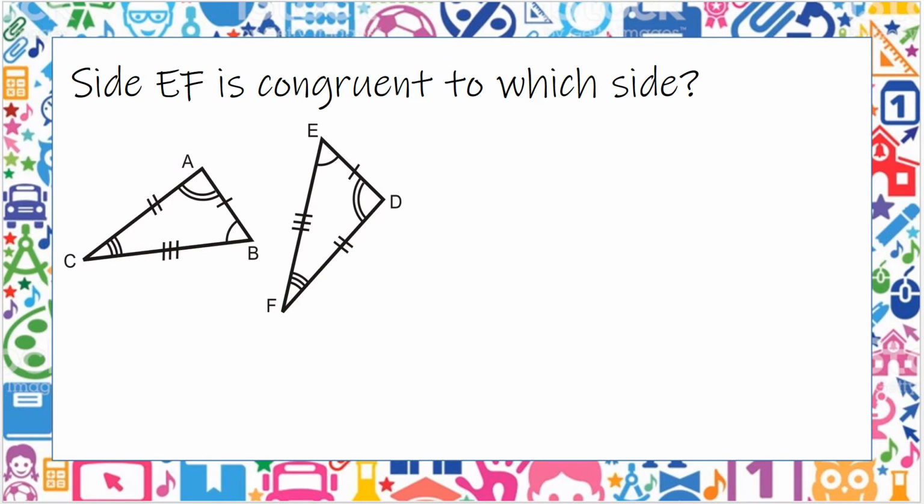Side EF is congruent to which side? So this side has 3 lines, so we look for 3 lines on the other. There it is. That is BC. Could also be named CB.